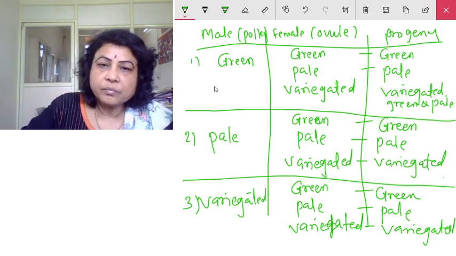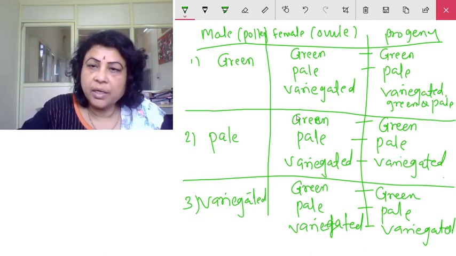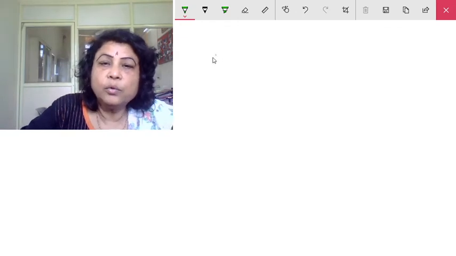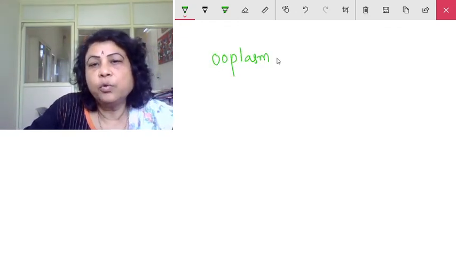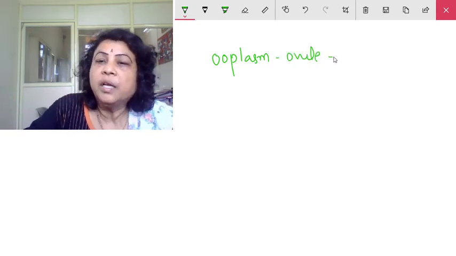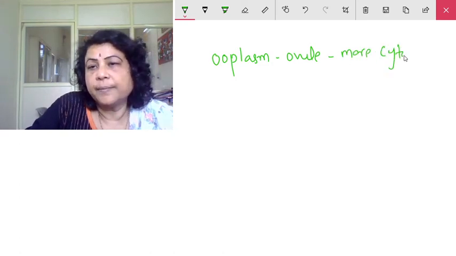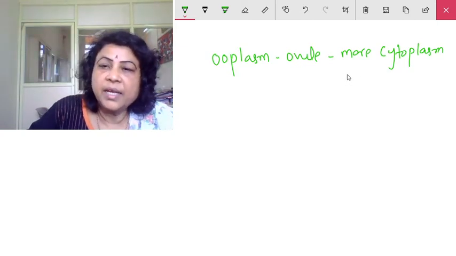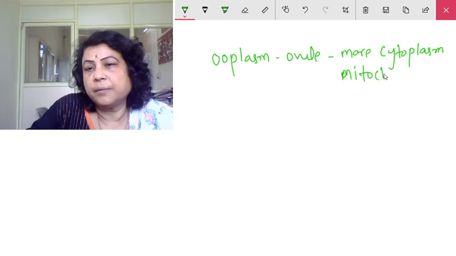So these are the results. Carl Correns reported that the ovule has more cytoplasm, and it has abundant mitochondria and chloroplasts.